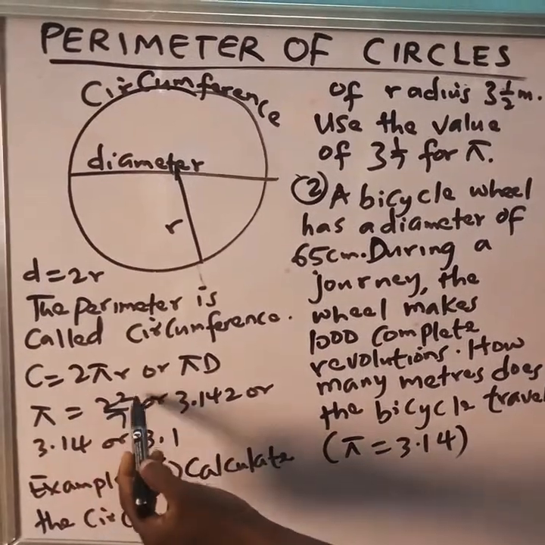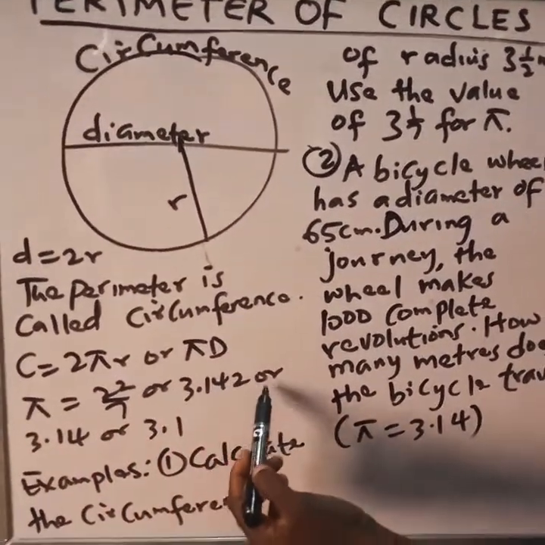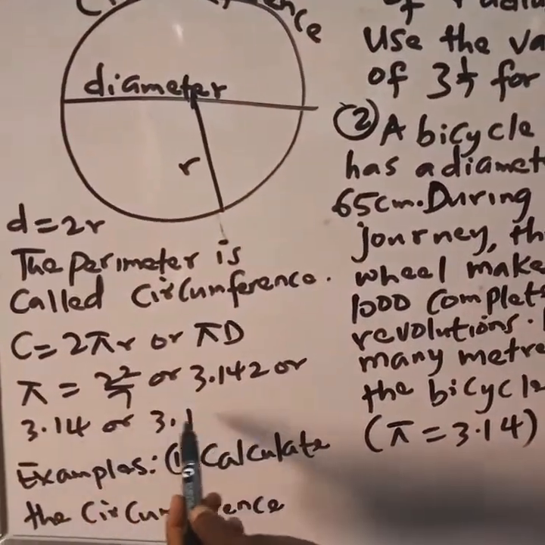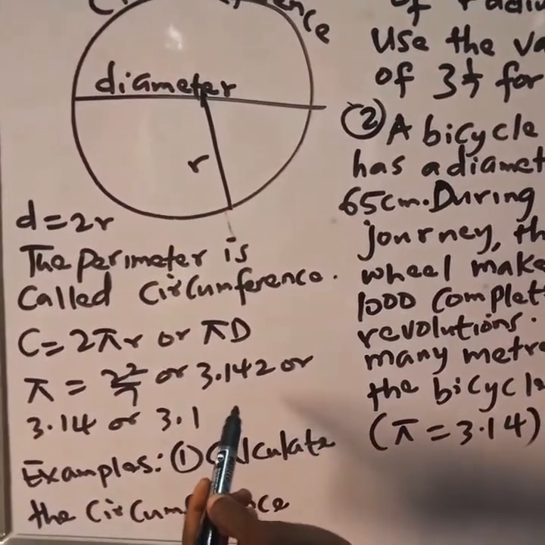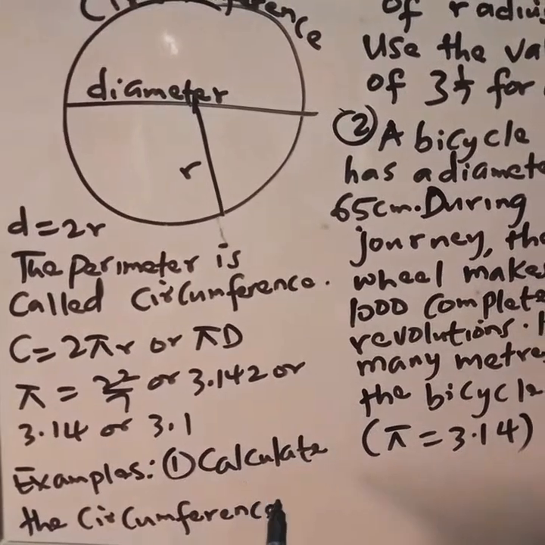The pi can be 22/7 or 3.142 or 3.14 or 3.1. You must use the value given to you. But if you are not given any value, you make use of 22/7.